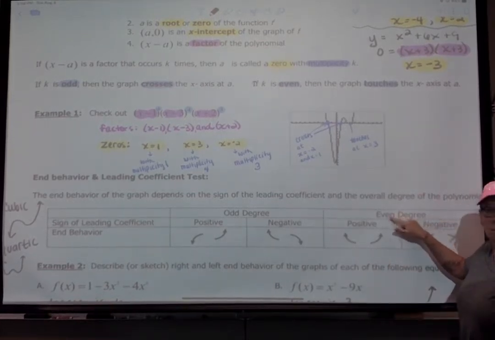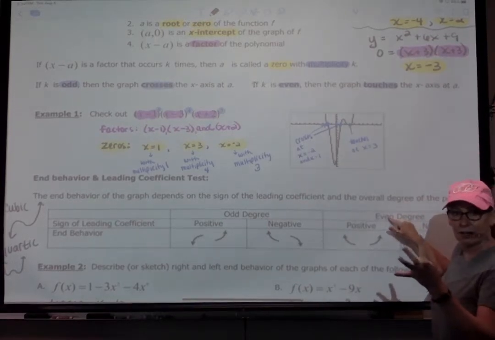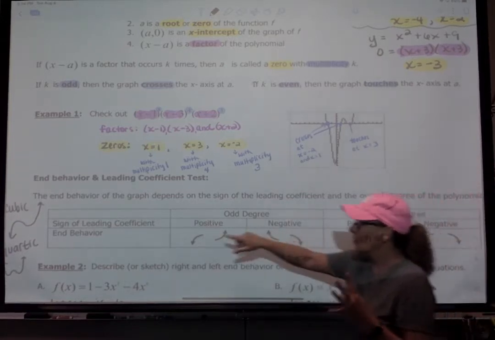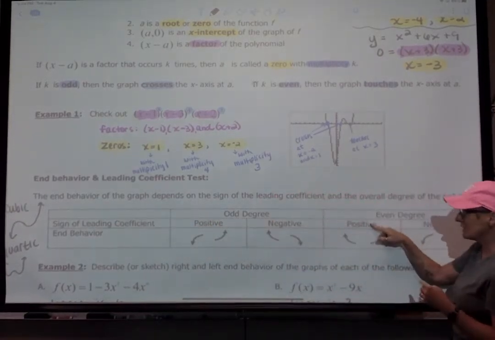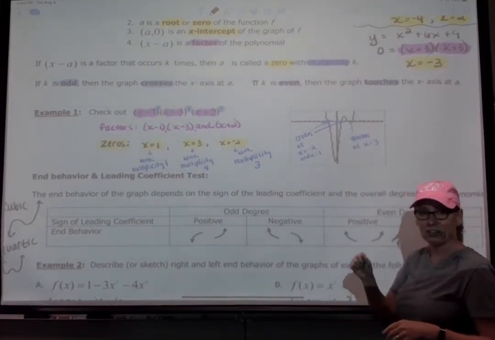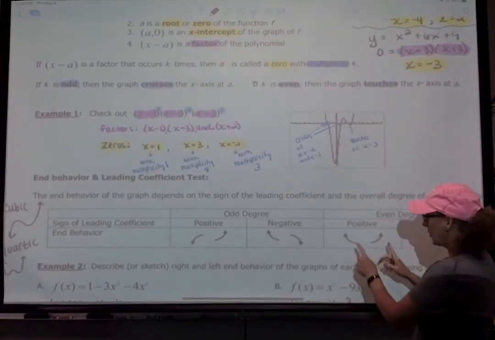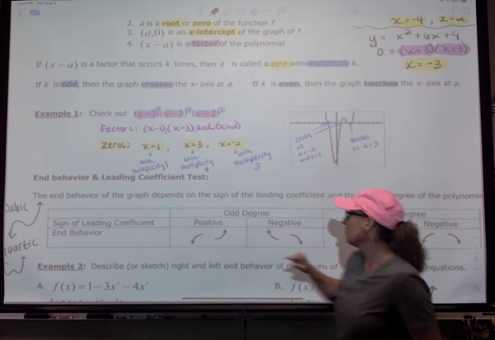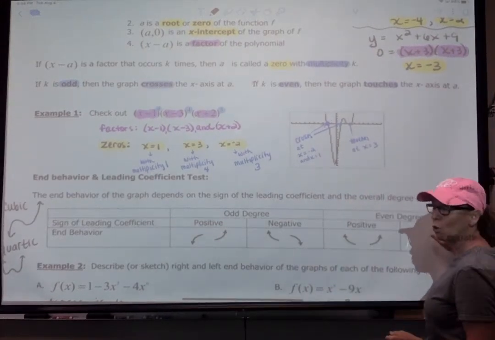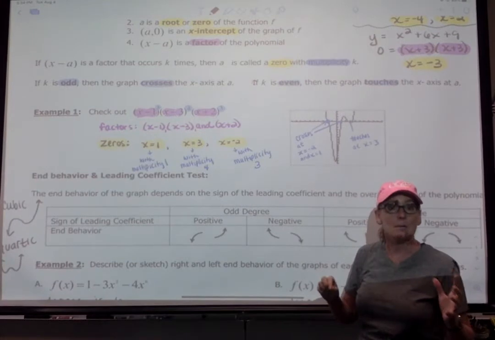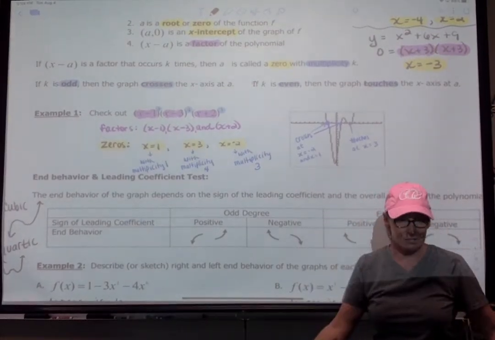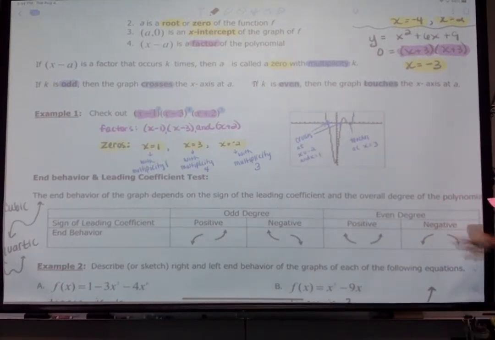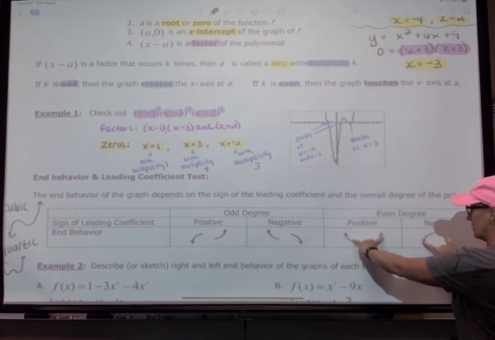Okay, how about a 4th degree? How about a quartic? Same deal. What if your leading coefficient of your quartic is positive? Well, it's going to have like a W-ish look, but both ends are going to point up. What about if your leading coefficient is negative on your quartic? Well, now it's going to look like an M, sort of, but both ends are going to be pointing down. Okay? Craziness might be happening here in between them, but the end direction is going to be like this.